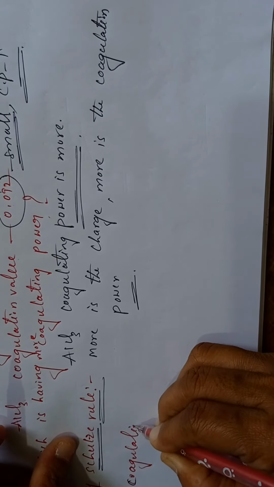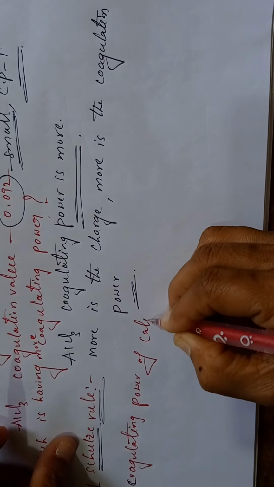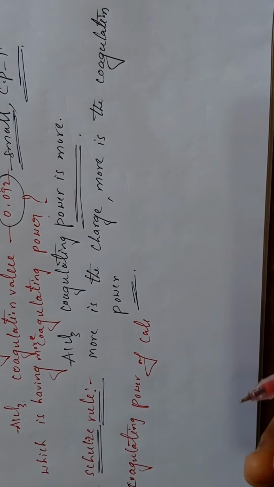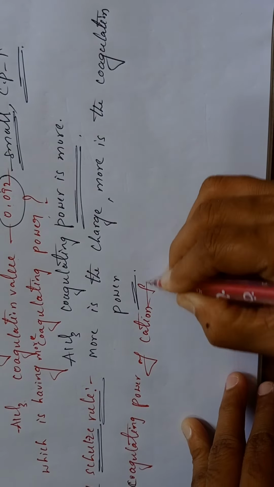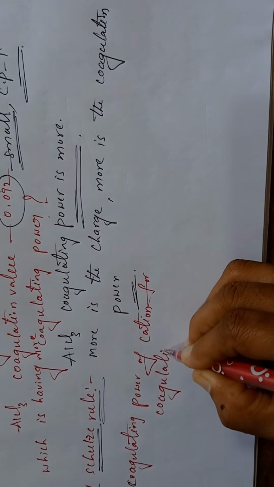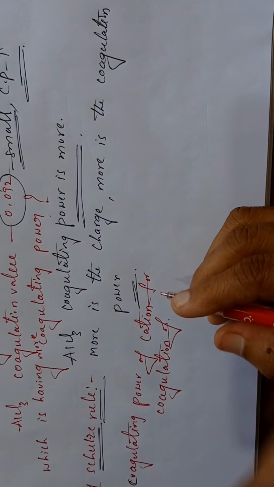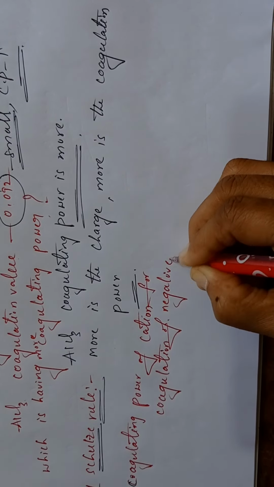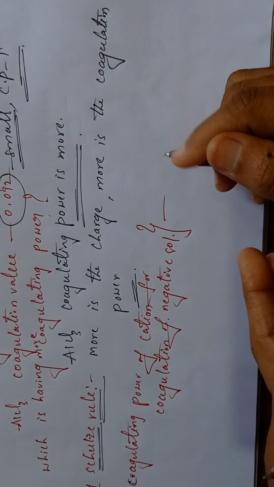Coagulating power of which one are we taking, students? Coagulating power of cation, for coagulation of negative sol. Now see students, here I am taking the cations.